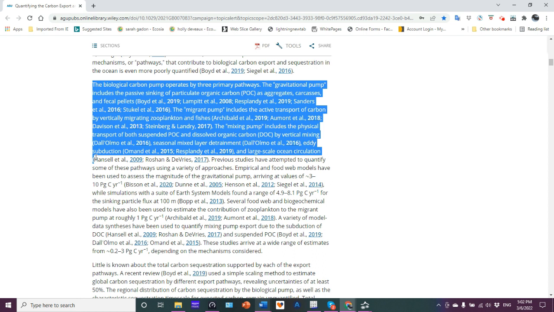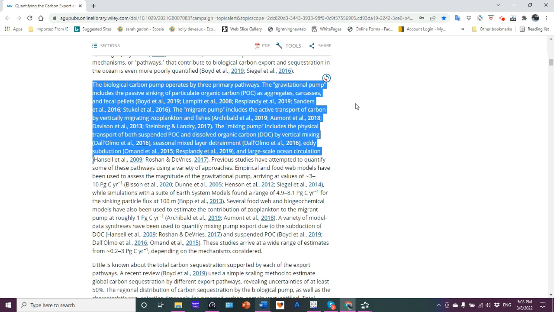Okay. The biological carbon pump operates by three primary pathways. The gravitational pump, basically just passive sinking, includes the passive sinking of particulate organic carbon, that's POC, as aggregates, carcasses, fecal pellets. Collectively, we call it marine snow.